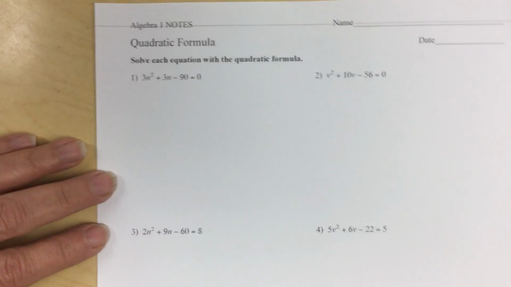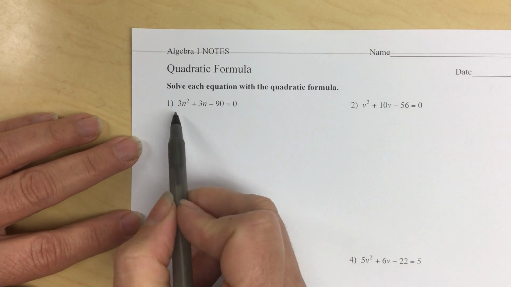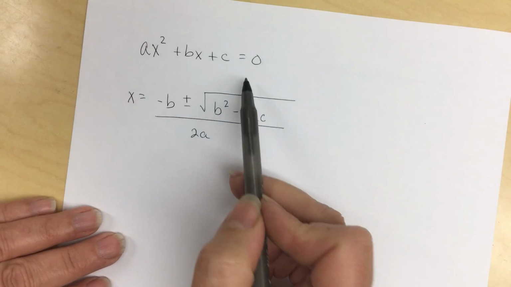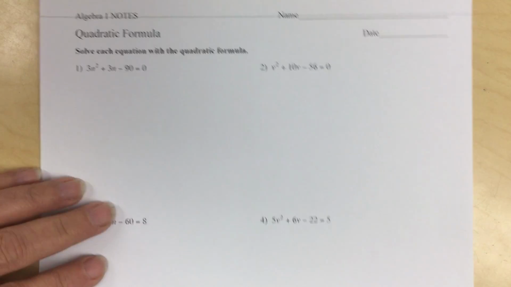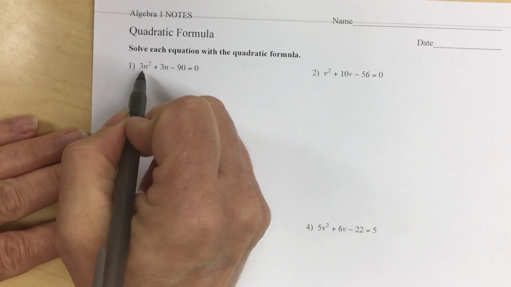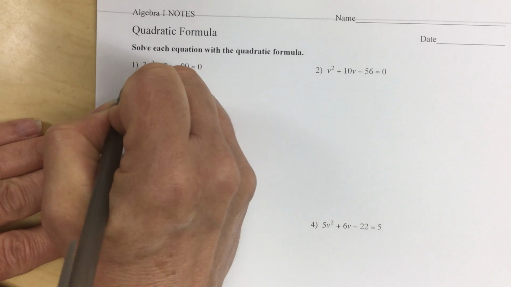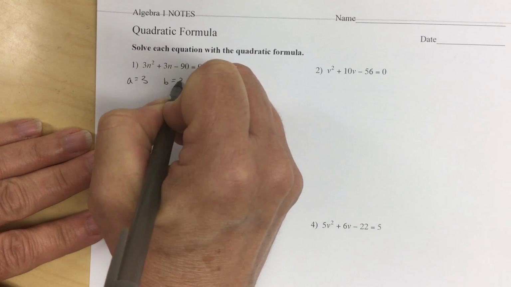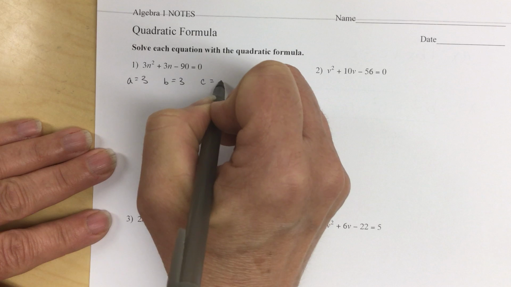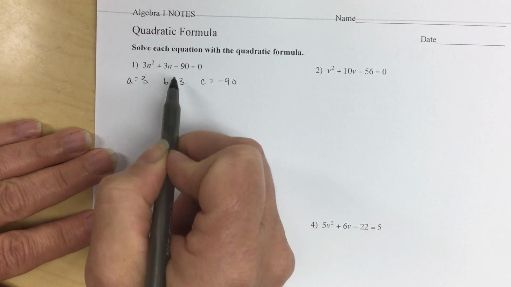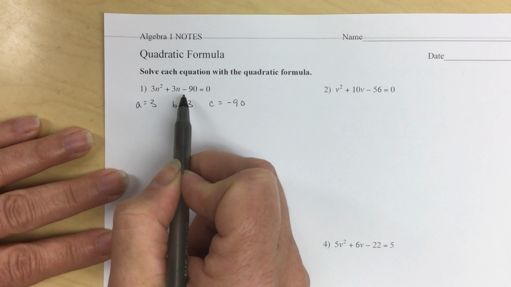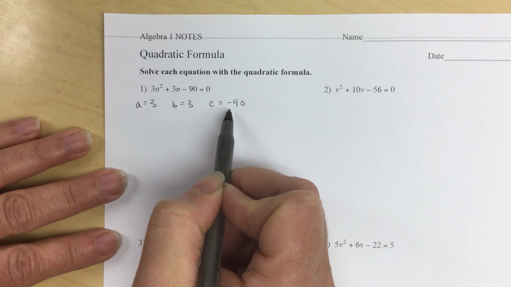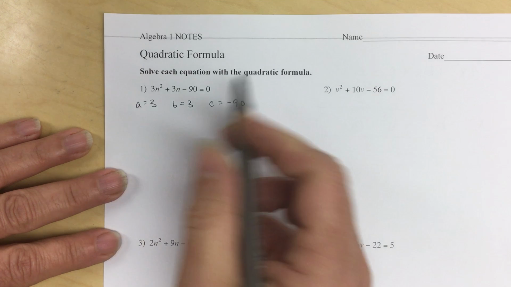So if we're going to work this problem with that, then we have to first make sure it's set equal to 0. Notice this is set equal to 0. So it is. Now we're ready to decide what our a, b, and c are. In this equation, a is 3, b is also 3, and c is negative 90. Make sure if there's a minus in the problem, you put a negative in your value for your letter. Now we're ready to use the formula.